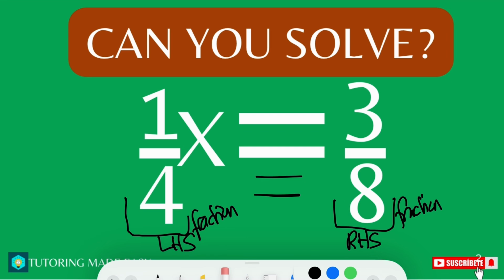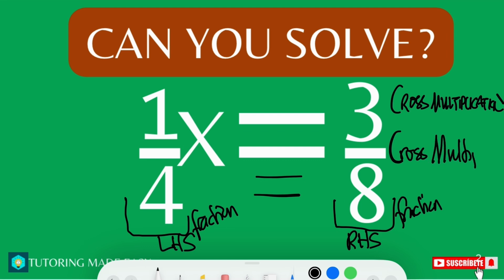So the moment we have something like this, anywhere you have one fraction on the left hand side, another fraction on the right hand side, and an equal to sign in between them, we're going to use what we call cross multiplication. Or simply put, we are going to cross multiply. That's all we're going to do.